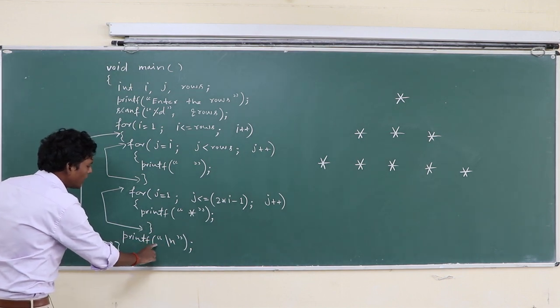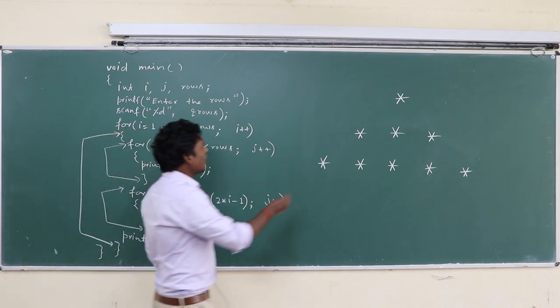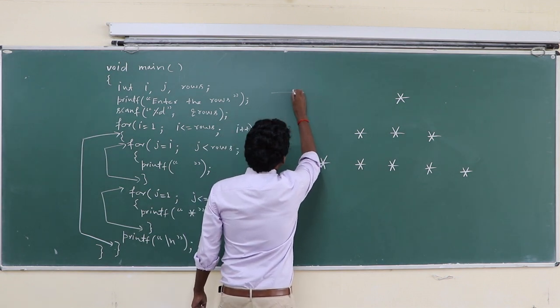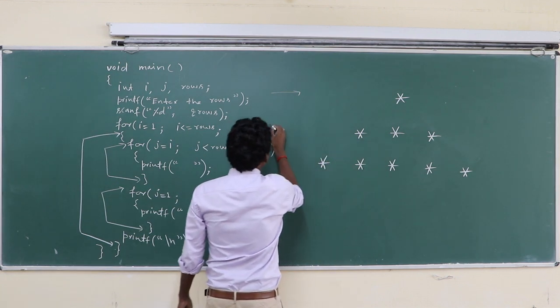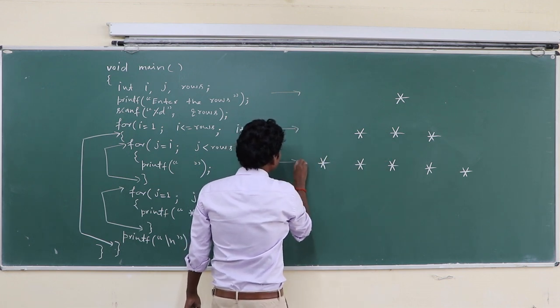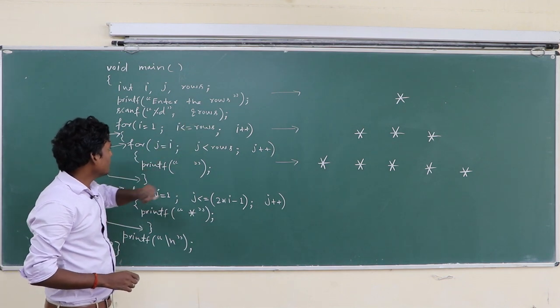This printf prints the backslash n, and backslash n places the cursor in the next row. So, class, there are 3 rows here. This one is row 1, this one is row 2, and this one is row 3. There are 3 rows. So the user input here is 3.